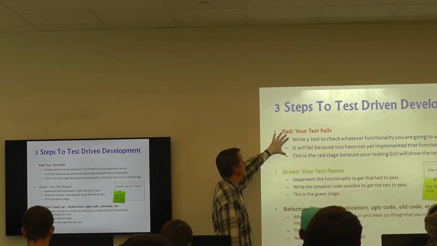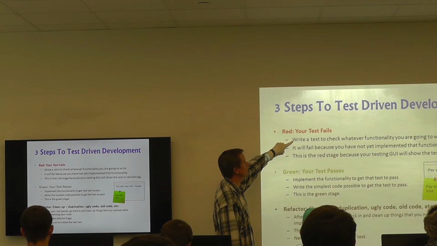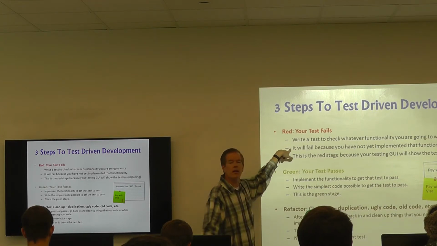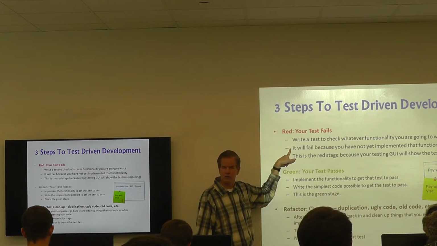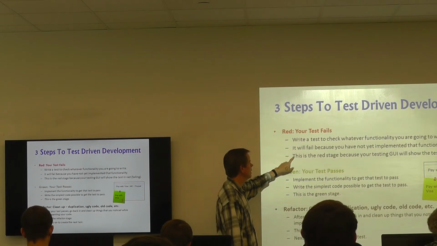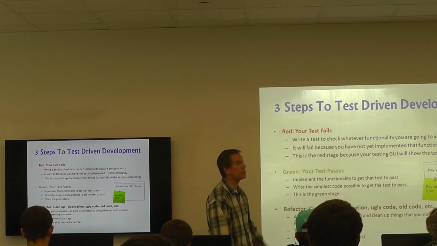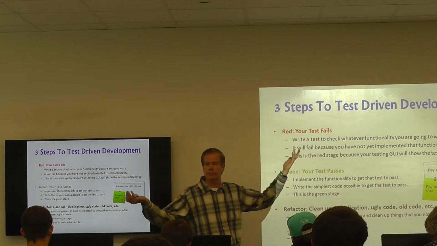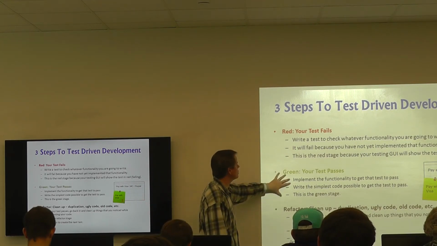Number one, the very first step is, of course, your test is going to fail. You write a test to check whatever functionality you're going to build, and it fails because you don't have any code. You're testing code that doesn't exist. Call it the red stage, because your GUI will probably show a red bar. Not passing the test.